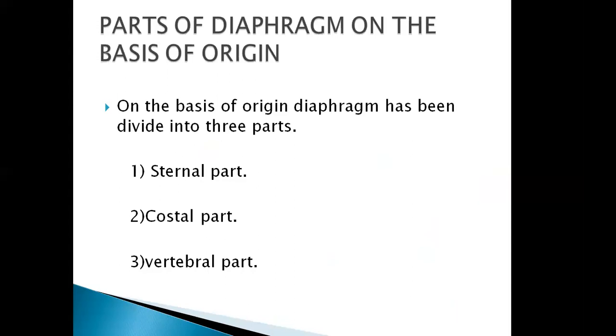Sternal part, as the name indicates, arises from the sternum. Costal part, as the name indicates, arises from the lower 6 thoracic ribs, and the vertebral part. Again, I'm going to repeat: on the basis of the origin, diaphragm has 3 parts: sternal, costal, and the vertebral part. Clear then?